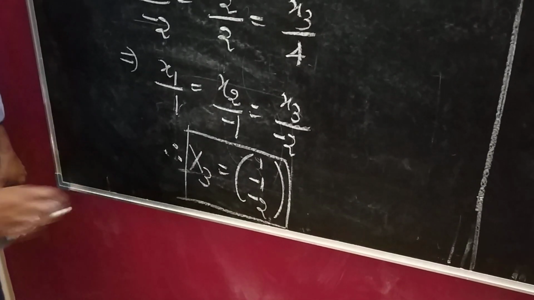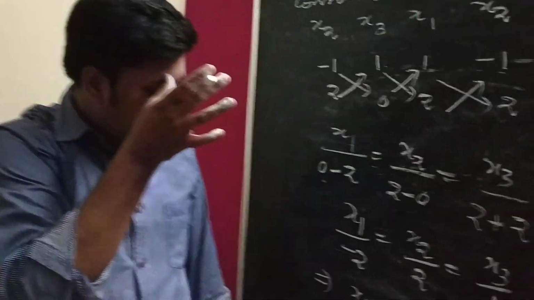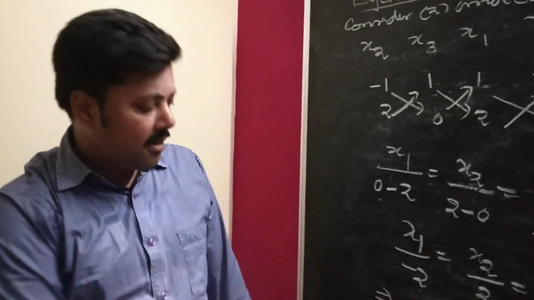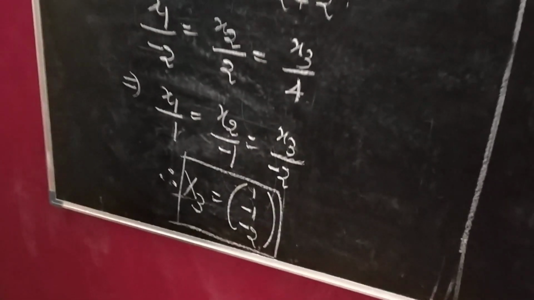That's all. So the question is to find the eigenvalues and eigenvectors. The eigenvalues are 1, 2 and 3. Then the eigenvectors are x1, x2 and x3.